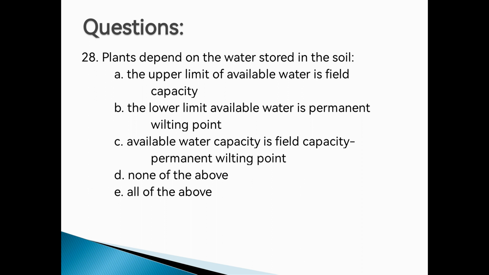Number 28. Plants depend on the water stored in the soil. A. The upper limit of available water is field capacity. B. The lower limit of available water is permanent wilting point. C. Available water capacity is field capacity minus permanent wilting point. D. None of the above. E. All of the above. The correct answer is E. All of the above.